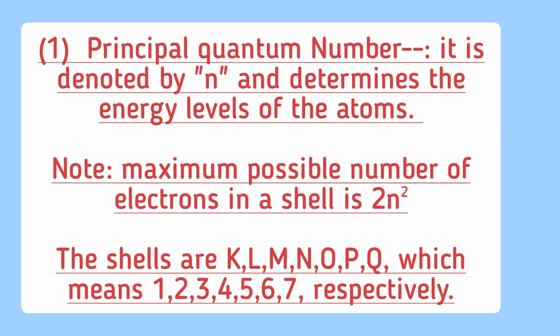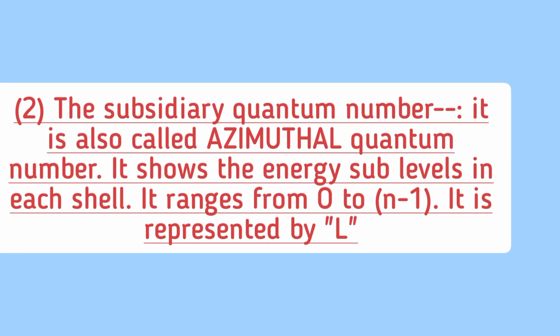Now we go to number 2, which is the subsidiary. It is also called the azimuthal quantum number. It shows the energy sublevels in each shell. It ranges from 0 to n-1. It is represented by L.